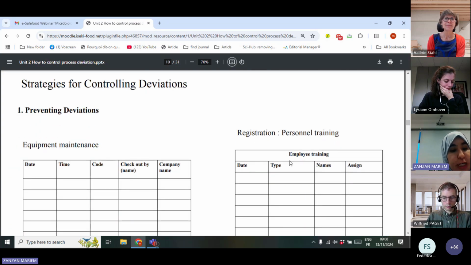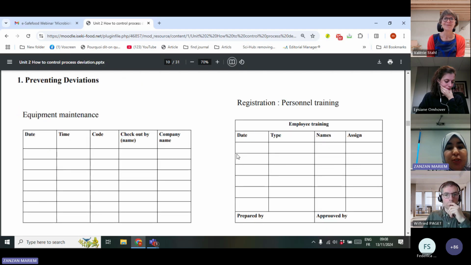Another example is the equipment maintenance, where we try to track the equipment maintenance, giving the date, the time, the code of the equipment, the person who did the check, and also the company name.